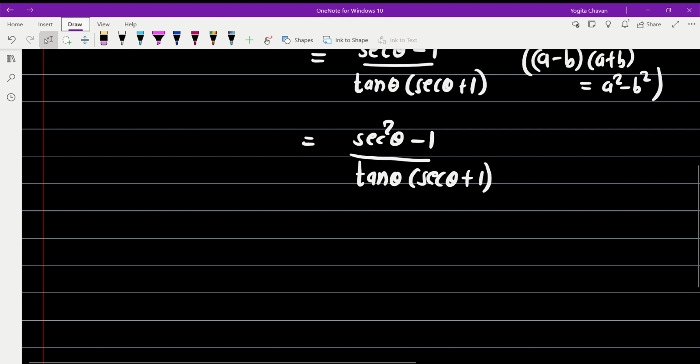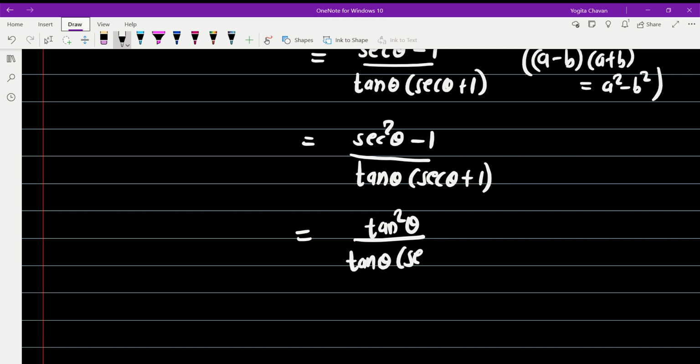is equal to, now sec square theta minus 1 is nothing but tan square theta, upon tan theta into (sec theta plus 1). Again, why is this? Because 1 plus tan square theta is nothing but sec square theta. So sec square theta minus 1 is nothing but tan square theta.